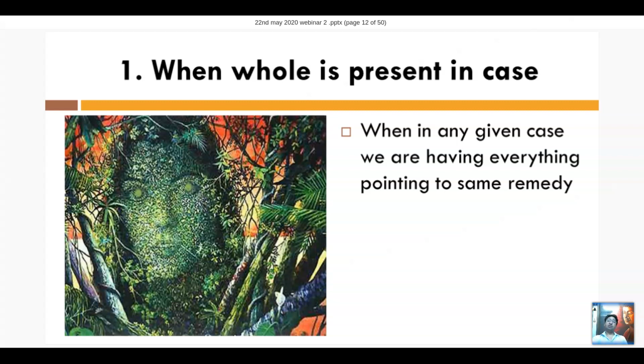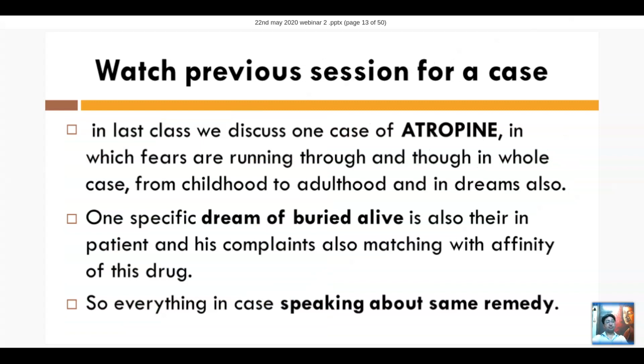So we can say these cases are the holistic ones in which everything is there. In these cases we get very good results. But what about the others?